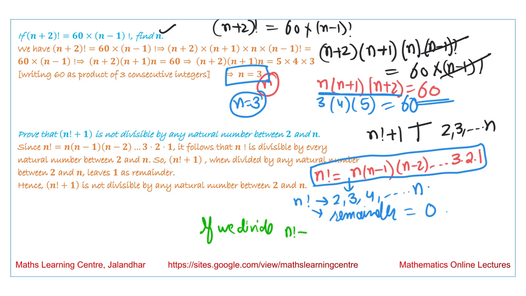It means if we divide n factorial plus 1 with any of these numbers, the remainder will be 1. It means none of these numbers divides n factorial plus 1.